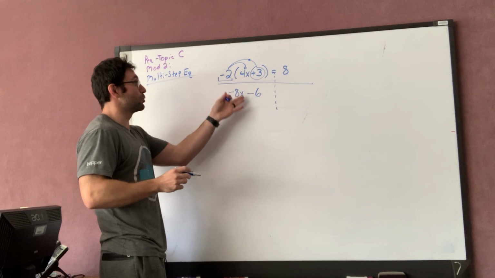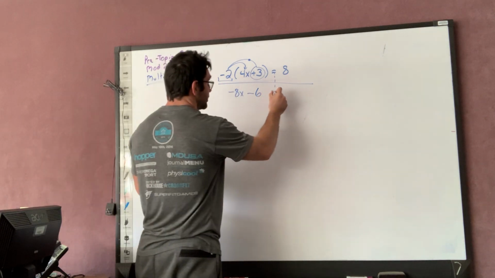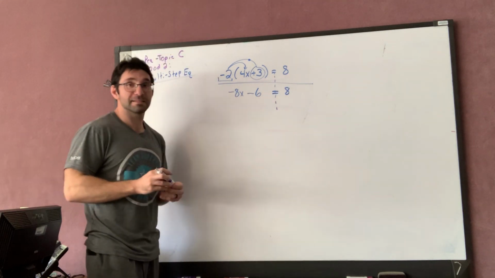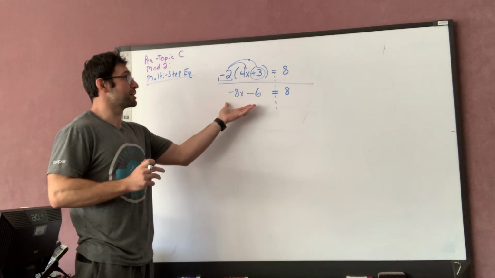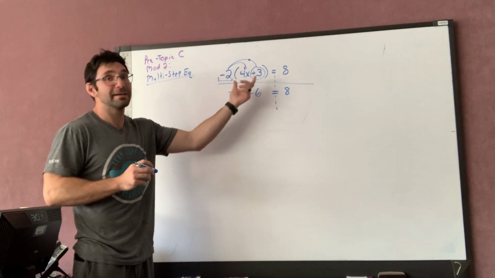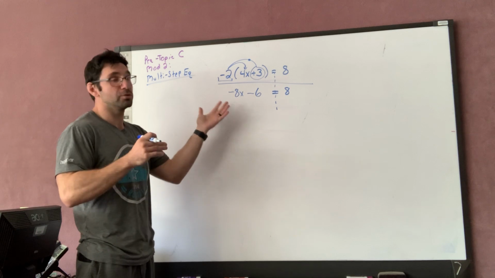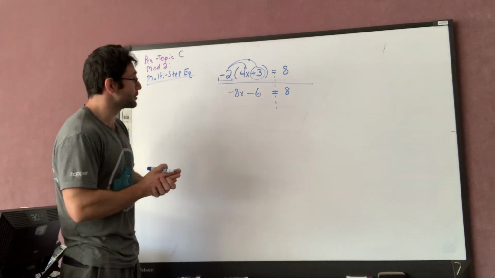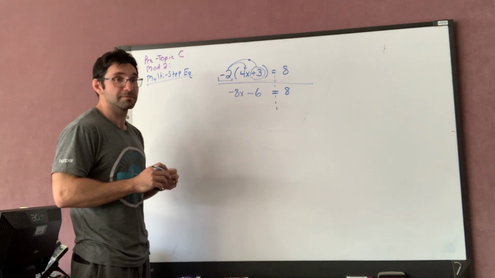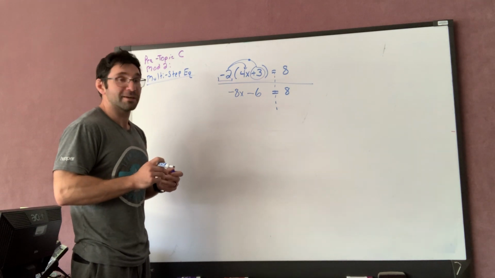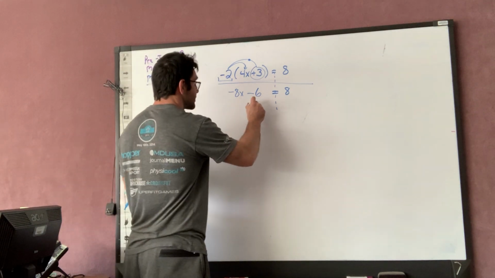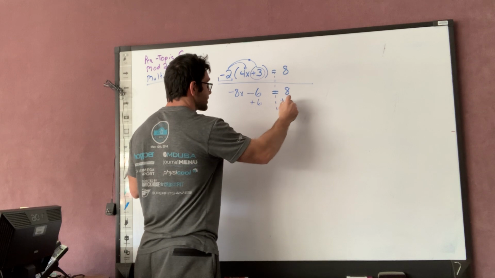I'm done. That's an equivalent expression. Equivalent means has the same value but looks different. Because it looks different doesn't mean I have to do anything to this side because it has the same values. I only do inverse operations when the values are different. So now we're doing a two-step equation. I always move my constant first. My constant is -6. So I add 6.